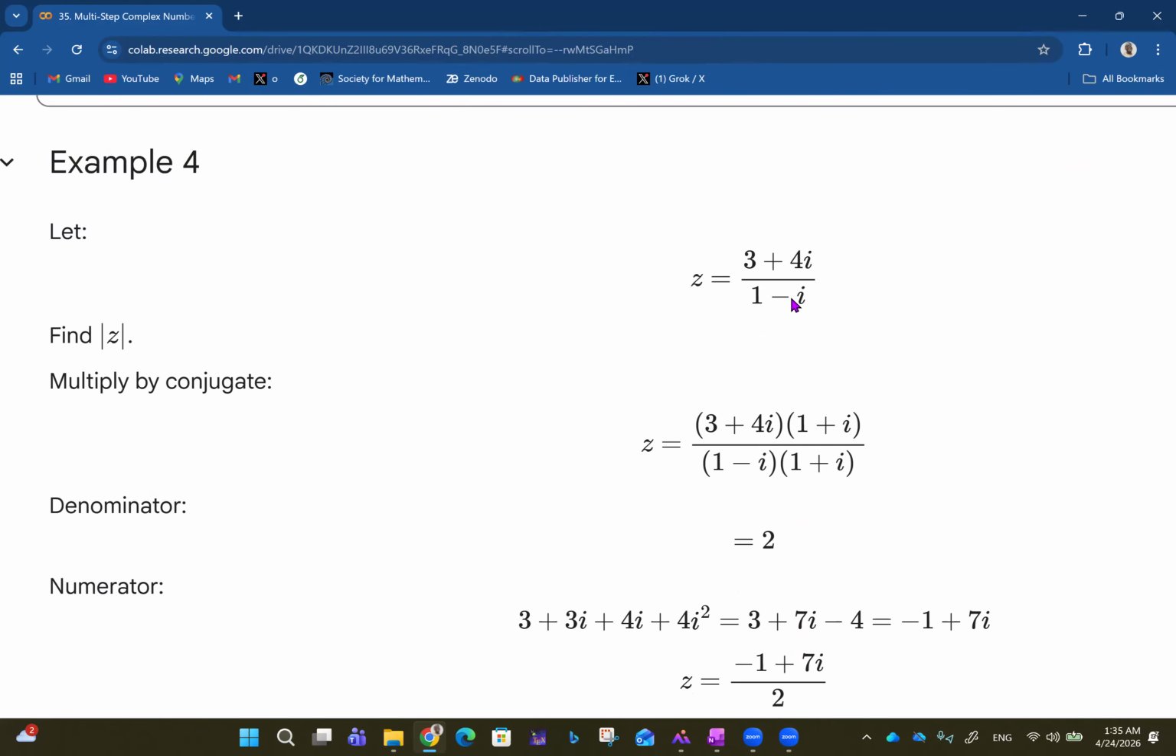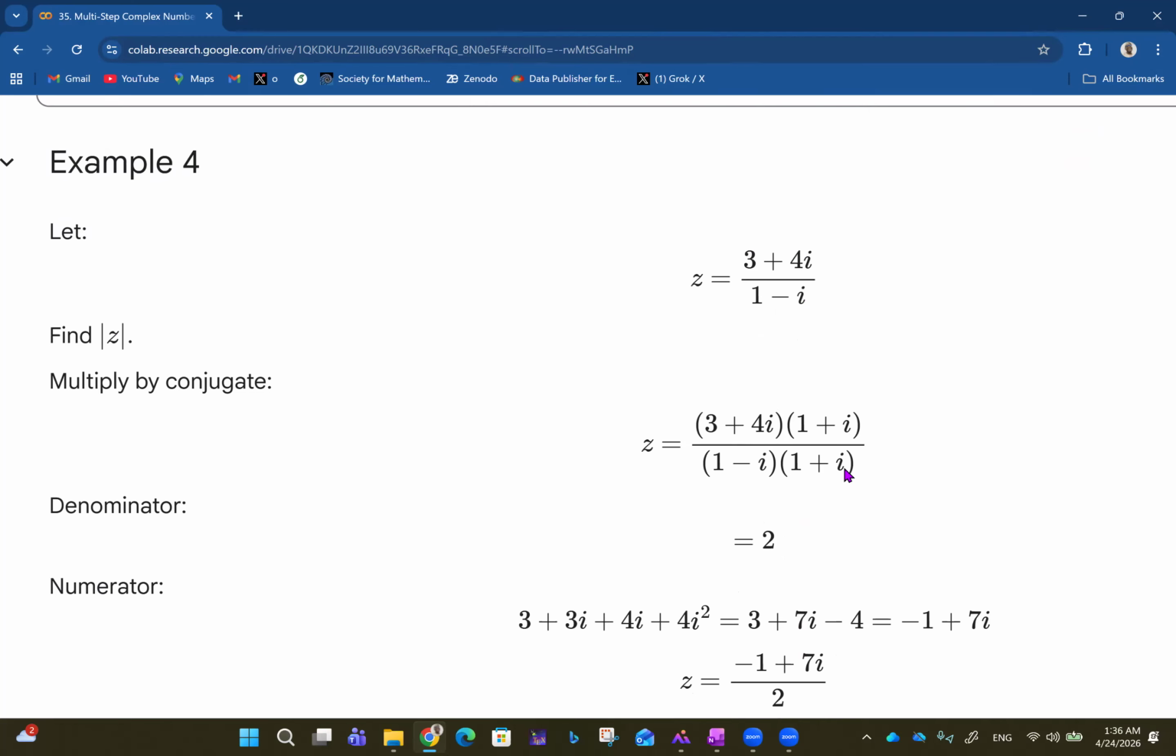You have z equals 3 plus 4i over 1 minus i, and we want to find the magnitude of z. Before we find the magnitude of z, we want to simplify it to the smallest level, where we just have z as a plus bi, or x plus yi, if you like. So first of all, you multiply by the conjugate, which is 1 plus i, because the denominator is 1 minus i. So you have 3 plus 4i times 1 plus i, all over 1 minus i times 1 plus i.